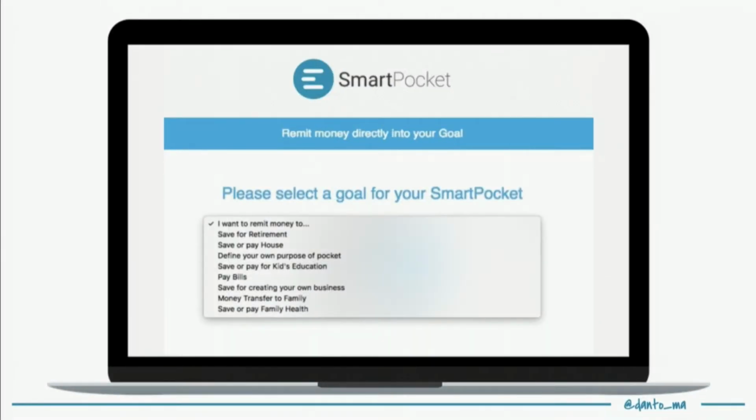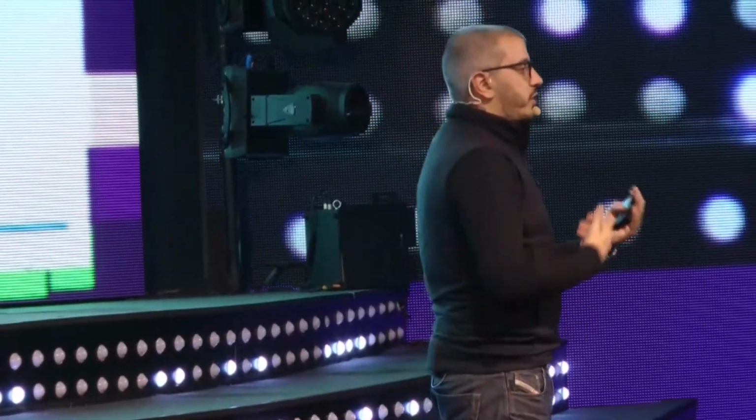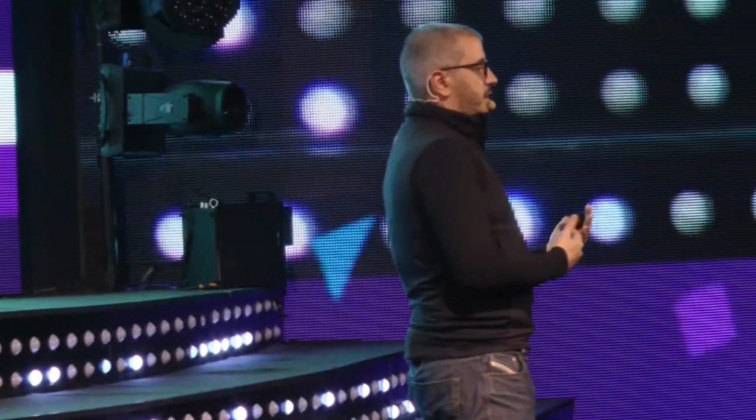The next step was for them to select what they want to send money home for. What was the reason for them to send money? And as you can see in the list, they had many options. All of the options that are in the list were things that we learned from the interviews. These were the things that they told us in the interviews. One of them was actually paying bills. The other one was saving for a house.